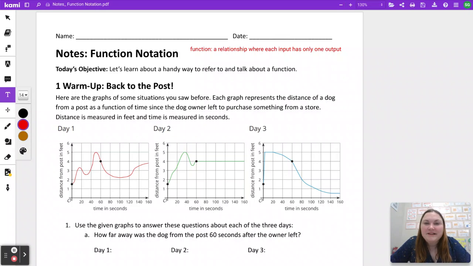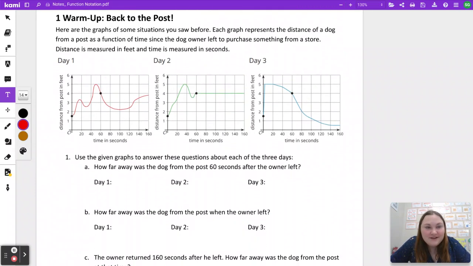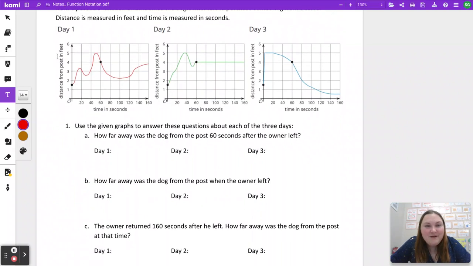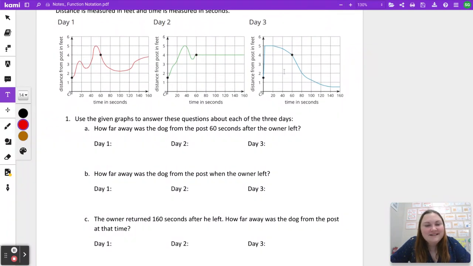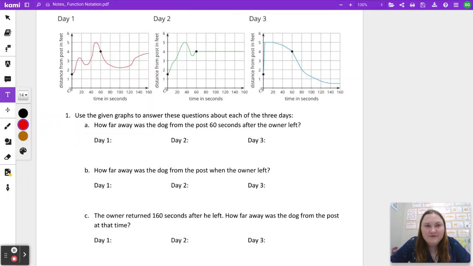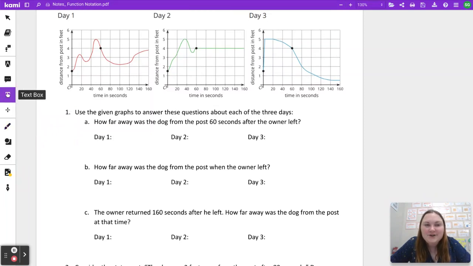Our warm-up is related to a question we had started yesterday. It was that problem we had looked at where a dog is tied to a post and the owner walks away. And we looked at 3 different graphs that described the distance the dog was from the post in feet and how much time in seconds had gone by since the owner left. I encourage you to pause the video now and try to work through this warm-up. Remember, there were 3 days that this had happened. And question number 1 is talking about different information you can get from these graphs of these 3 days. Like I said, I encourage you to pause the video now and try these, and then click play when you have your answers to see how you did.